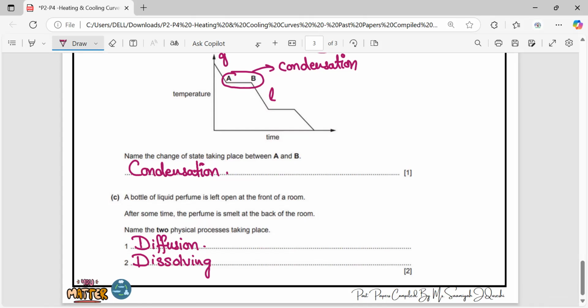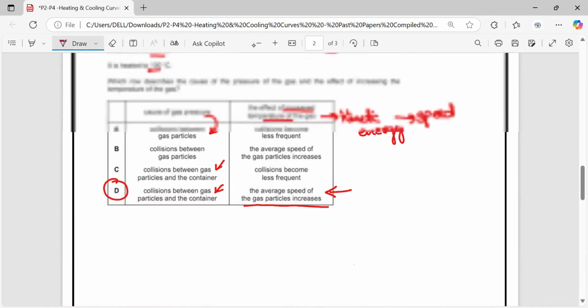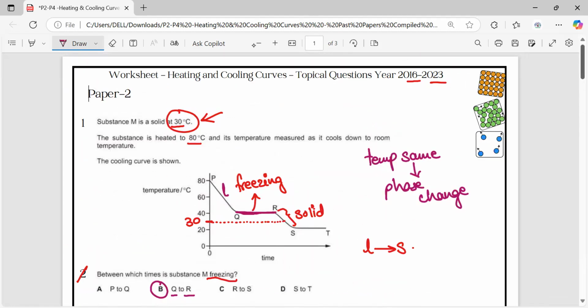Okay. So I hope you get this worksheet and you get each and every question which is present in this past paper, compiled past papers.